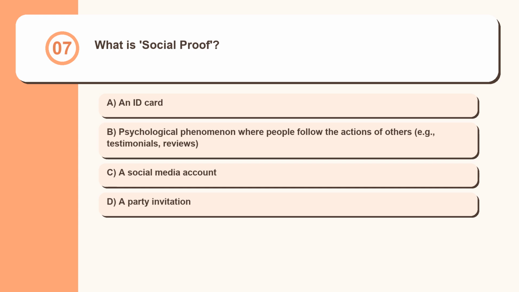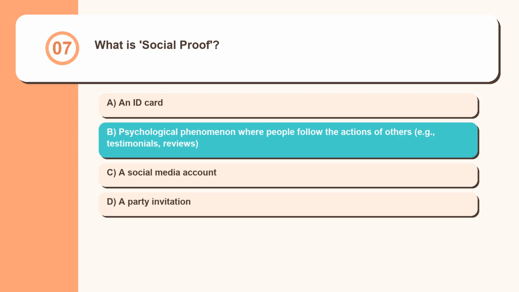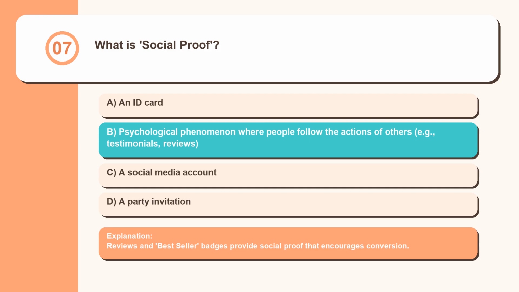Question 7. What is social proof? An ID card, a psychological phenomenon where people follow the actions of others, for example testimonials and reviews, a social media account, a party invitation. Reviews and bestseller badges provide social proof that encourages conversion.